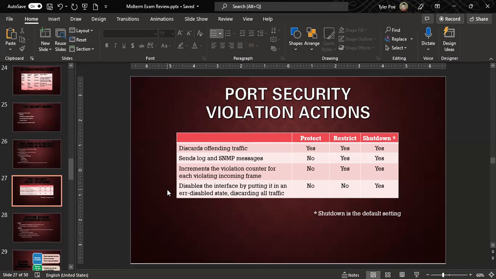Restrict mode is probably a better one. It's a good in between. So it not only discards the offending traffic, it actually lets you know about it. It actually sends you a network message. It also increments a violation counter. So it's a little easier to know if a violation is occurring. However, shutdown mode does all these things, but it also directly shuts down the cable. So very obvious. It provides a very obvious sign if violations are occurring, but it may make some people upset. So restrict mode might be the best one, or shutdown, depending on the situation.